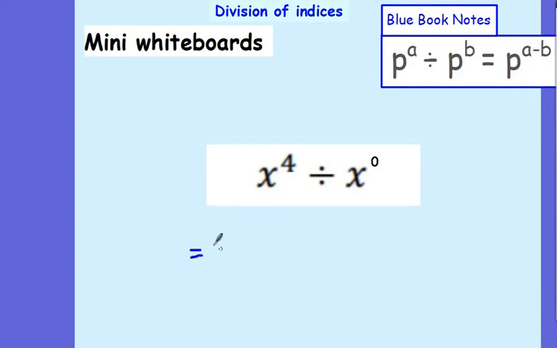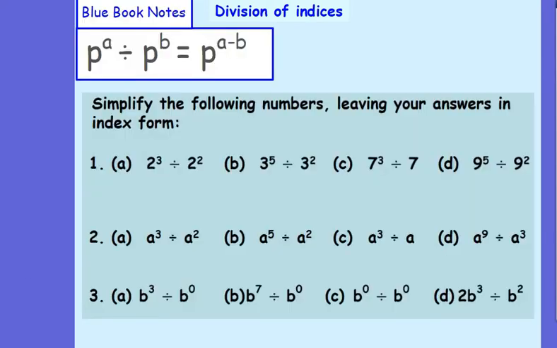Lilia, can you help me out with this one? I've got x to the power of 4, take away 0. So what's my final answer, Lilia? X to the power 4, brilliant. Over to you, Year 9.